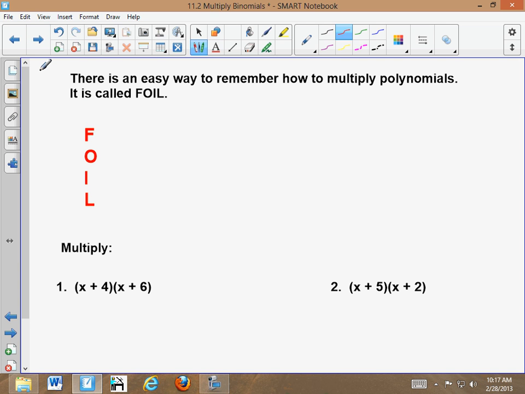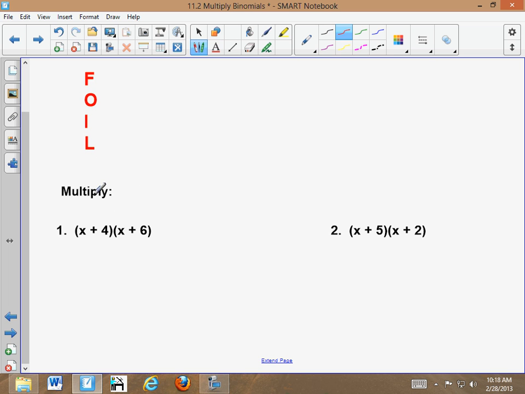Okay, today we're going to talk about multiplying polynomials. We're going to be multiplying two binomials. Now, one way to do it, which you've probably heard of, is FOIL: first, outside, inside, last. I'm going to show you FOIL, but I'm going to show it to you differently. Watch.